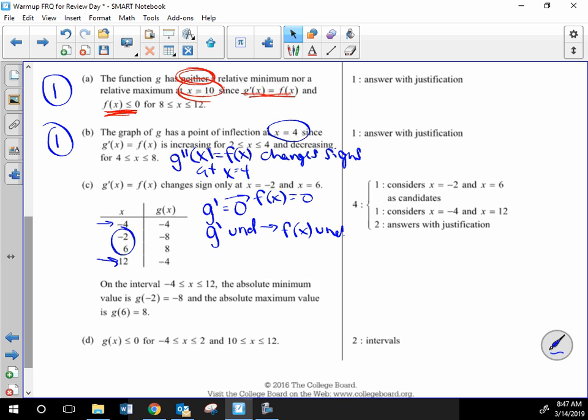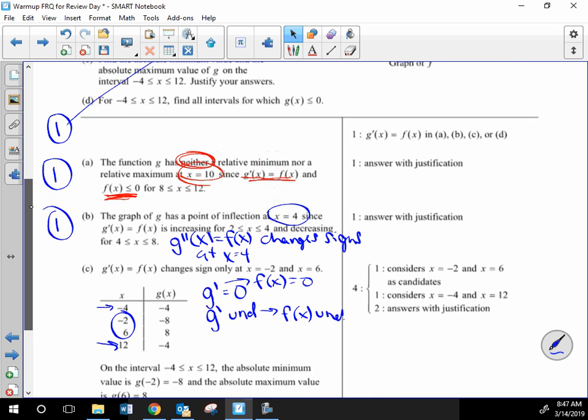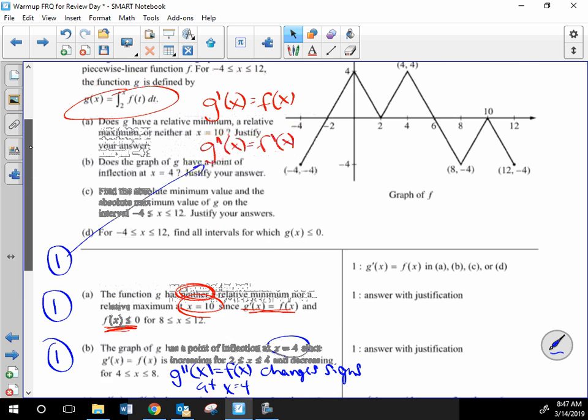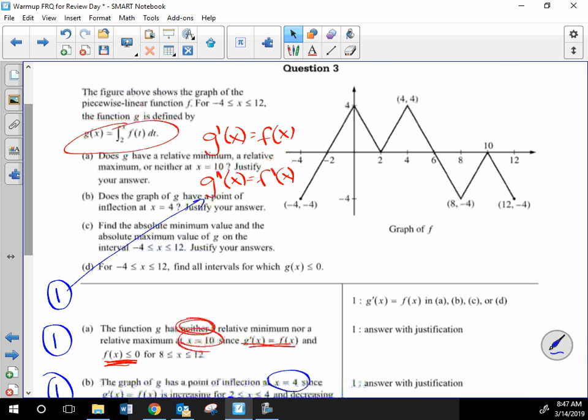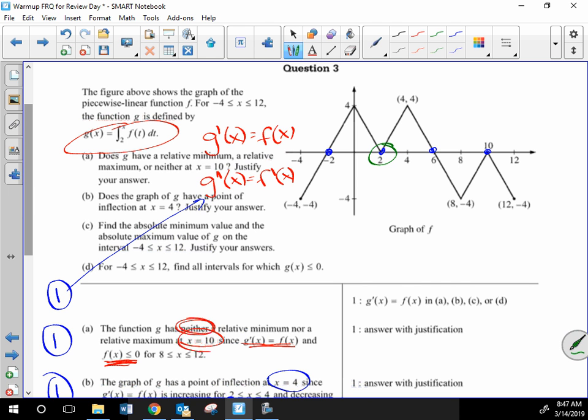So here they said it changed signs only at -2 and 6. That's our critical points equal to 0 and undefined. We have it equal 0 here. We have it equal 0 here and here and here. Now, why was I able to avoid checking 2 and 10? Why didn't I have to check this? It's fine if you did, but why didn't I have to check this?